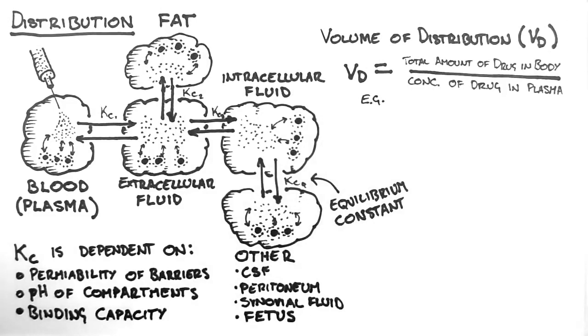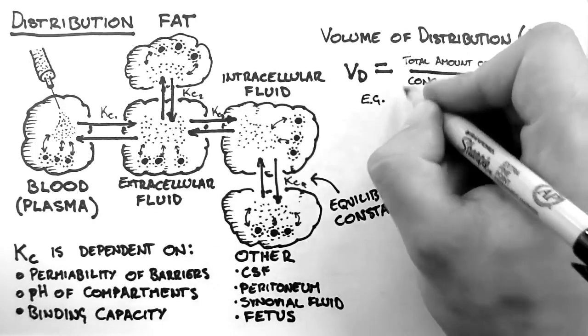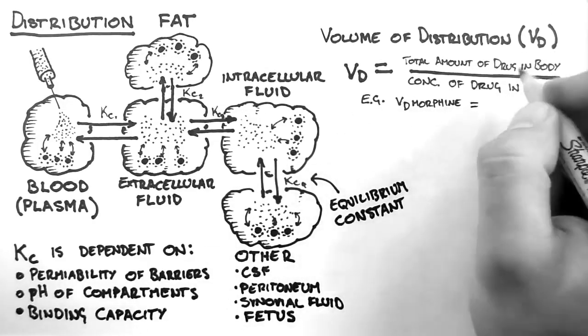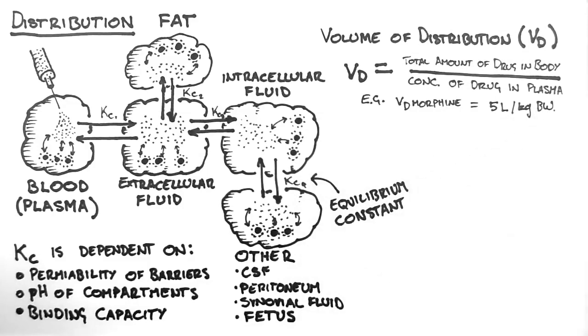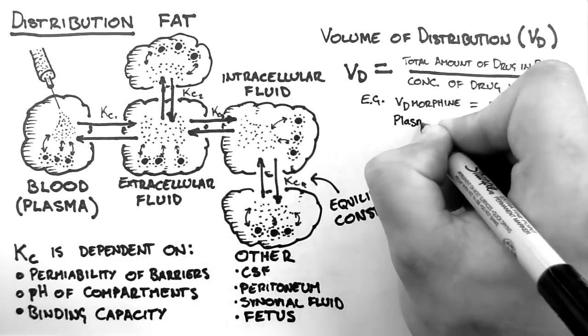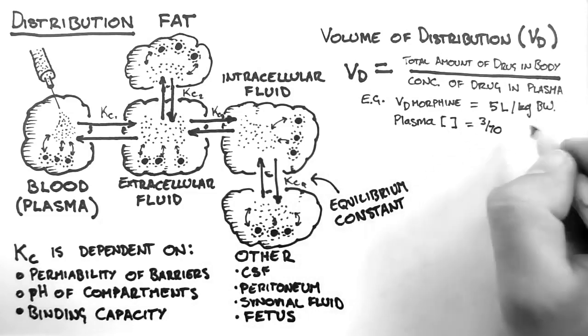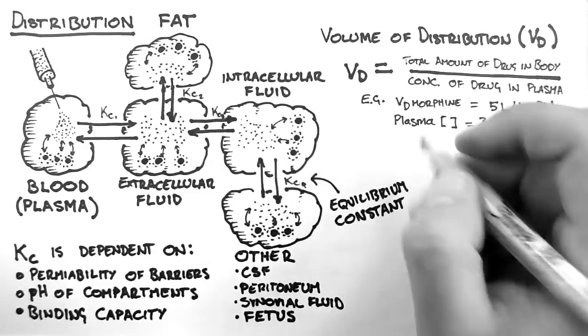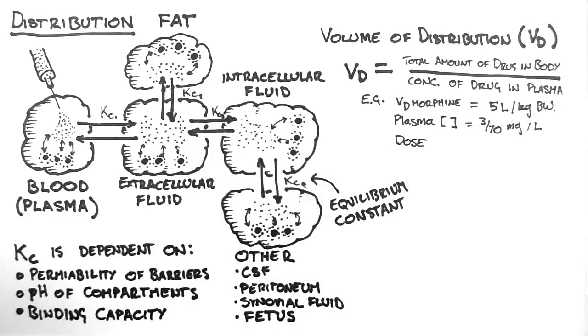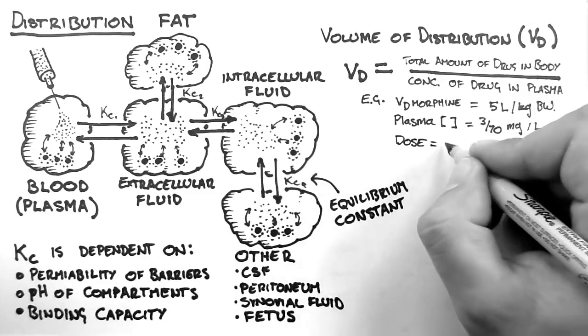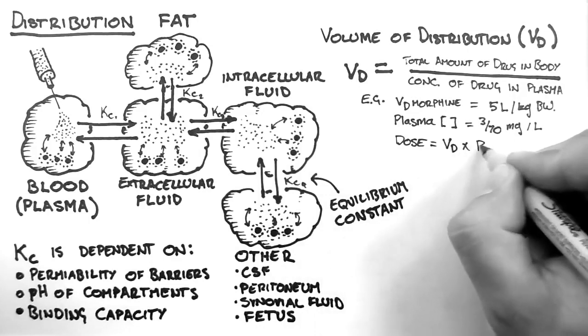Say I want to get a plasma concentration of morphine of 3/70ths of a milligram per litre. How much morphine do I have to give a 70 kilogram patient? I know that the volume of distribution of morphine is about 5 litres per kilogram of body weight, and I'm trying to achieve a plasma concentration of 3/70ths of a milligram per litre. Well, by rearranging the above formula, I can see that the dose I need to give, which in this case is the same as the total amount of drug in the body, is the volume of distribution times the desired plasma concentration.